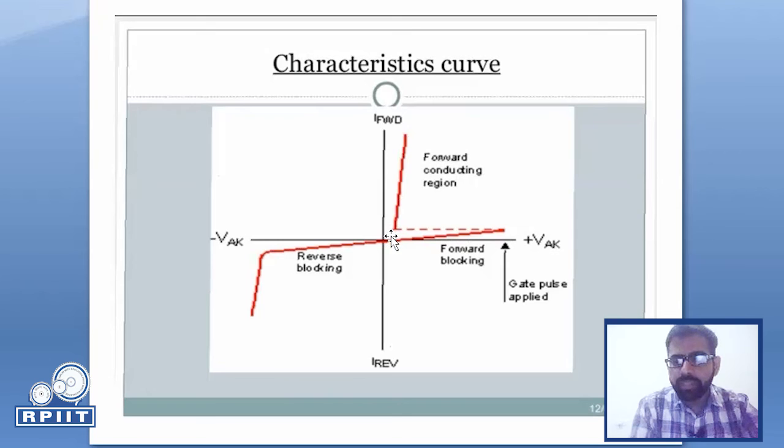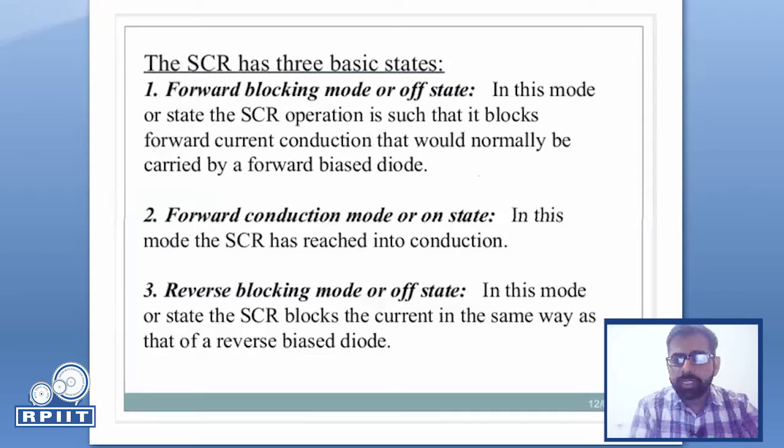And here is the holding current as well. Holding current is the condition where, if the current flow drops past that point, then the thyristor will get switched off. So the holding current should always be maintained. Next, we will understand the forward conduction mode.